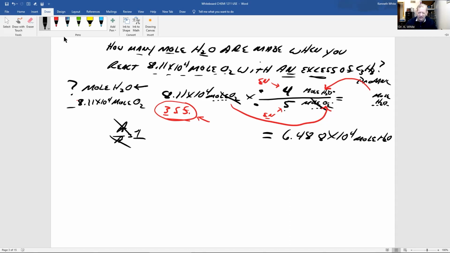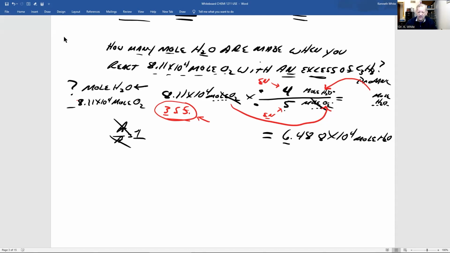Oh, I'm sorry, got the hiccups. 6, 4, 8. Use this to round off. 4 or less, stay the same; 5 or higher, increase that by 1. So the answer is 6.49 times 10 to the 5th moles of water.